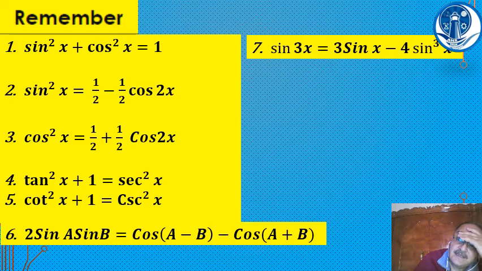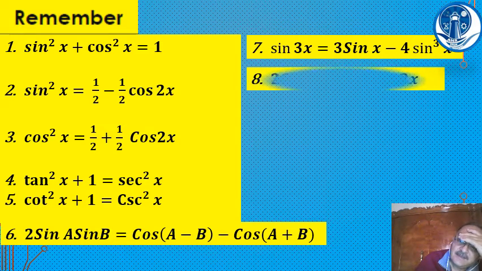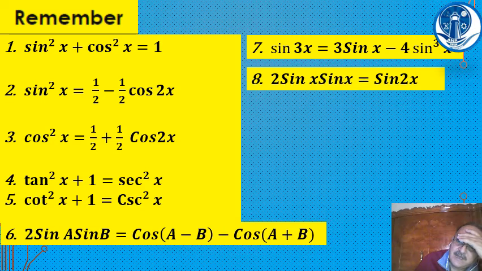Sine 3x equals 3 sine x minus 4 sine cube x. You can prove it. 2 sine x sine x equals, sorry, here it is cosine x, not sine x.